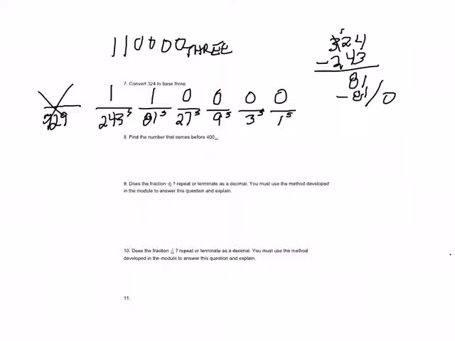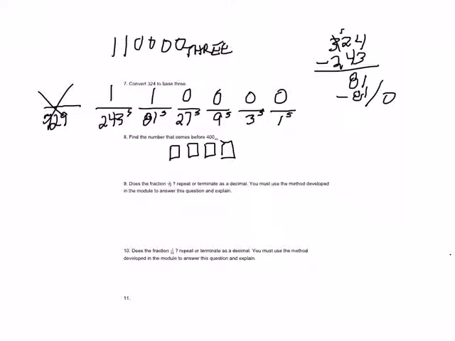All right, next one. Find the number that comes before 400 base 6. So I like to do these using base pieces. So this number is represented. Remember, I go babies, longs, flats. So I've got 4 flats. I've got 0 longs. I've got 0 ones.